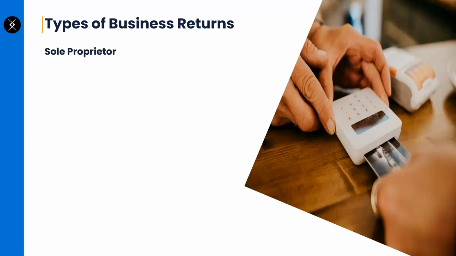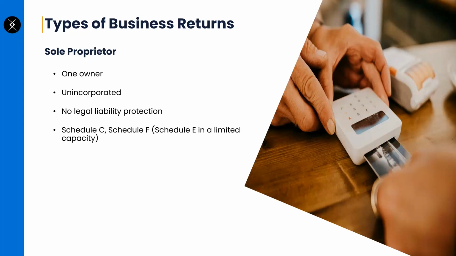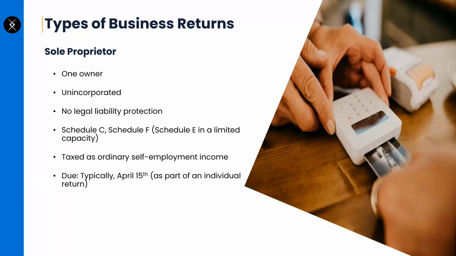The sole proprietor. With this type of return, there's normally one owner. It's unincorporated. There's no legal liability protection. Schedule C, Schedule F, Schedule E in a limited capacity could be some forms that you see on this return. Taxed as an ordinary self-employment income. And typically these returns are due around April 15th as part of the individual return.